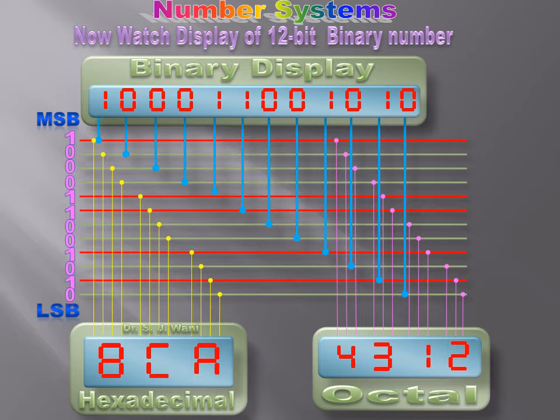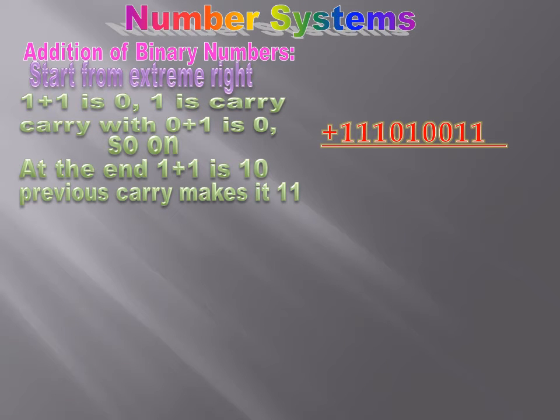But in the bottom right, if we take groups of 3 lines together, starting from the LSB, and represent each group together, it will make an octal system. And in the bottom left, if we take 4 lines together, it makes a hexadecimal system. So let's continue now with the computation of various number systems. We're starting with the addition of binary numbers.